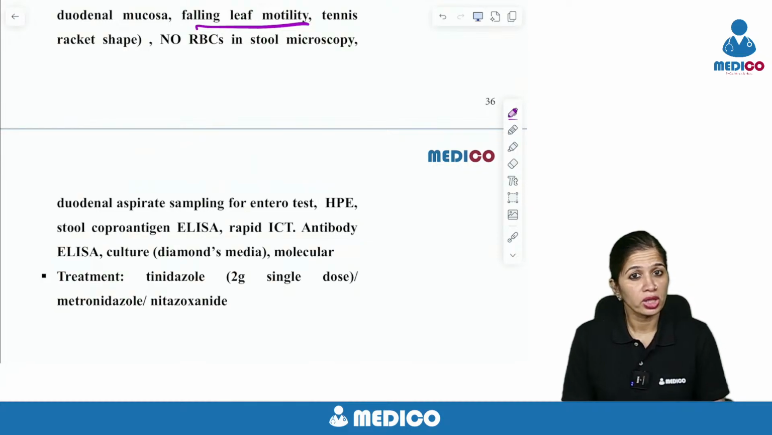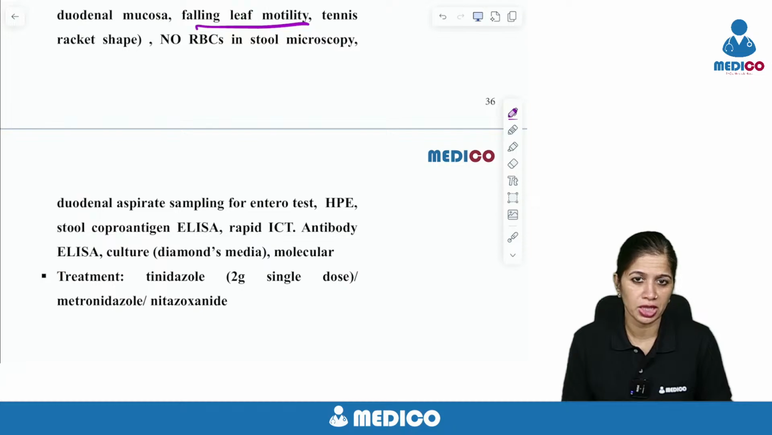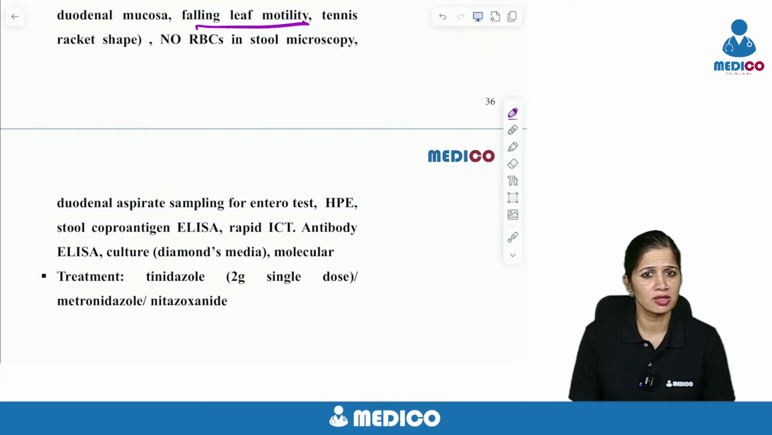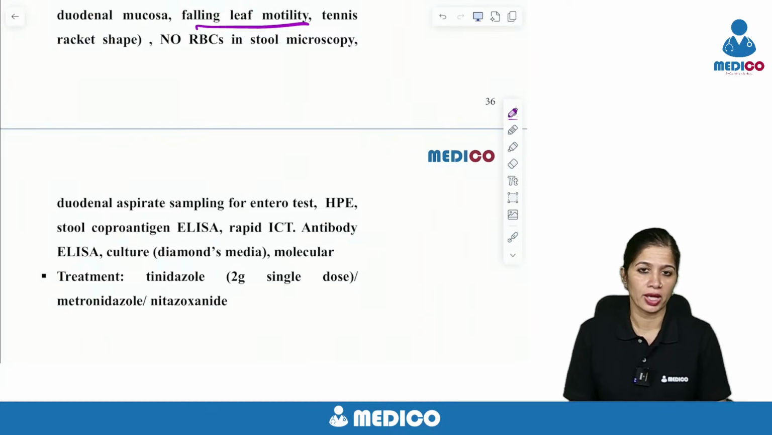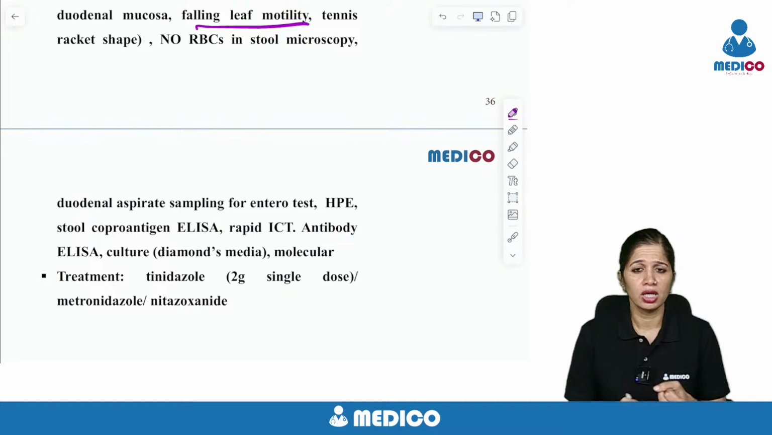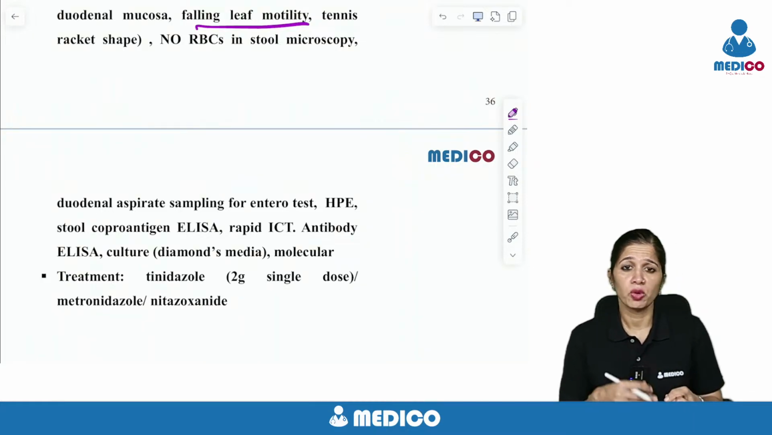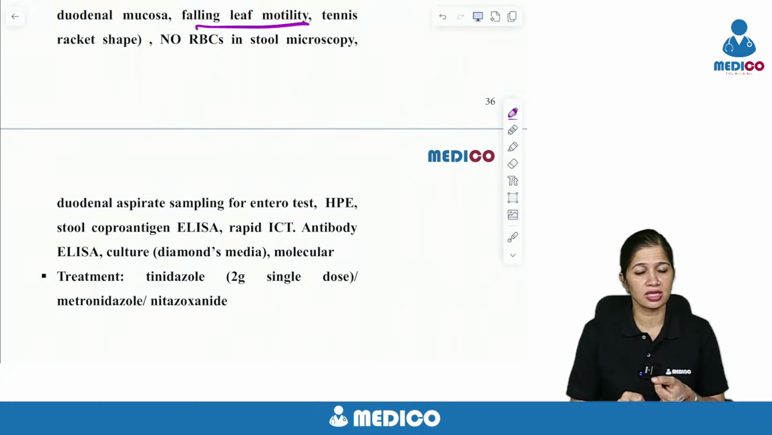You can do a duodenal aspirate sampling for the Entero-Test. You can also do a histopathological examination. ELISA and immunochromatographic tests for the stool antigen and antibody are all available. Culture can be done on Diamond's media. There could be molecular diagnosis as well. In general, all parasitic infections follow this pattern: you have microscopy, and if you can do a culture, then you mention the culture. If not, then there could be serology, both antigen and antibody, and molecular testing is also there.